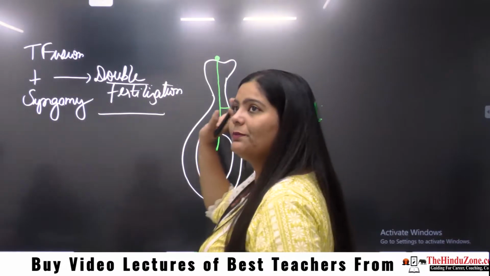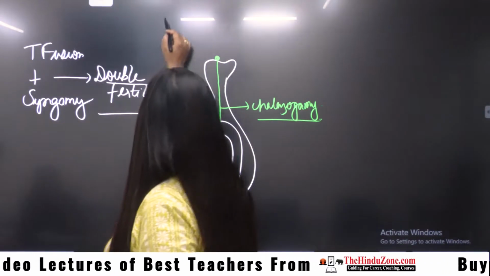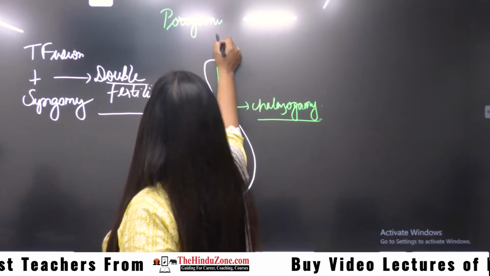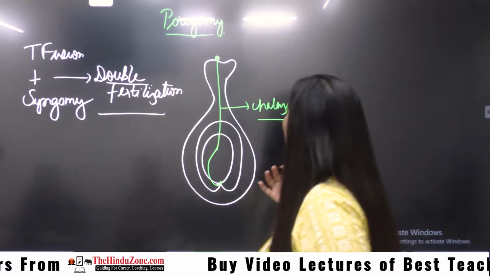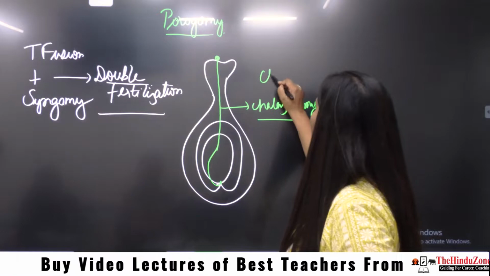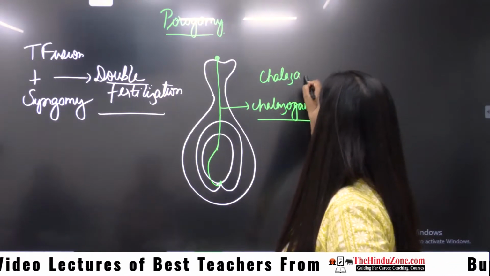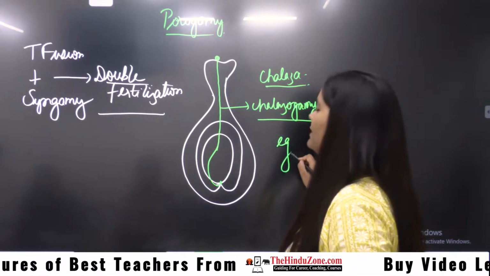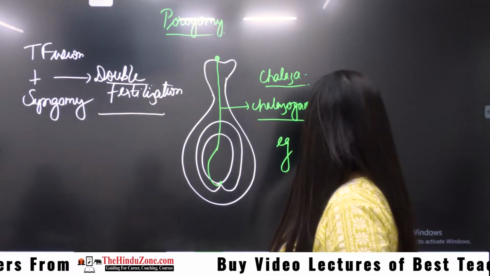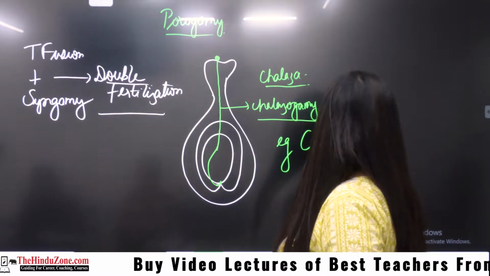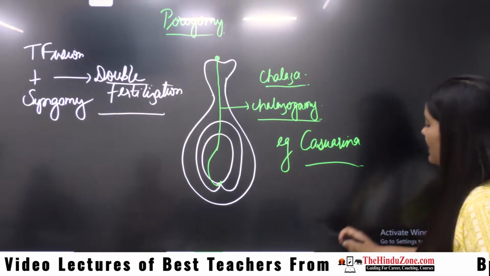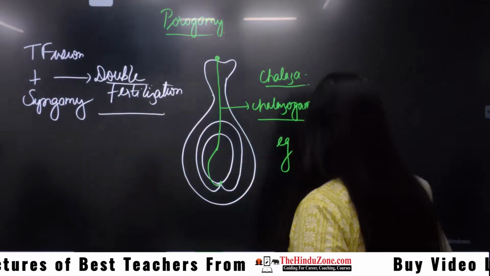Chalazogamy. Most of the plants were showing porogamy, but some plants show chalazogamy as well, when the pollen tube is coming through the chalaza. For example, does anyone know an example? Casuarina. Casuarina shows chalazogamy. Okay, let us come to the next and last method of this.